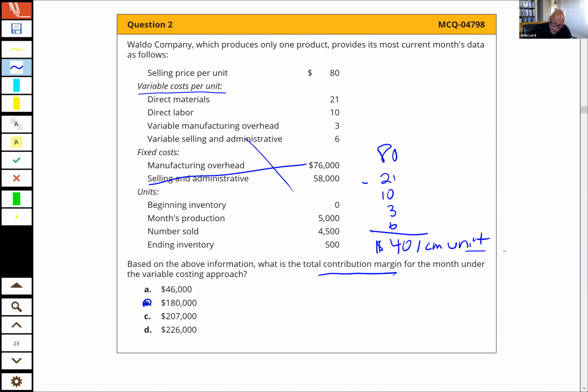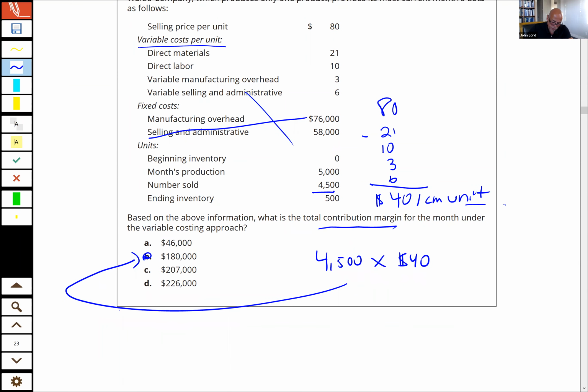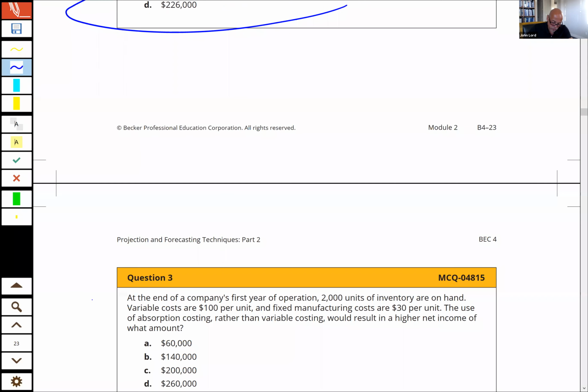Okay. And then they say to us, you've got to use the number of units sold to get the contribution margin, right? Because that's what's hitting the contribution format income statement, sales minus variable costs, right? So you have to pick up the units sold, and that's going to be the $40, and that gives us 180. Okay, good. Let's take a look at the next one.